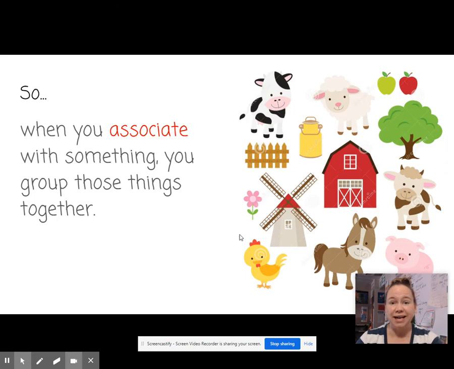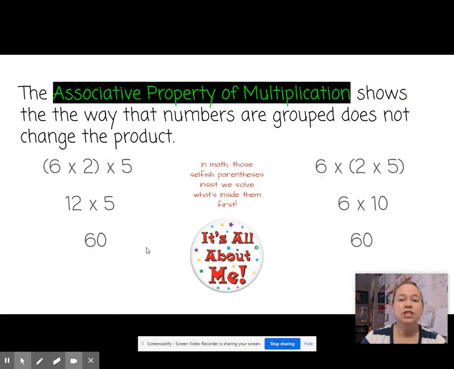So if I ask you about a farm, what would you associate with a farm? Here are some things, right? We have lambs, cows, milk, pigs, horses, a barn. Yeah, all those things. So when we talk about the associative property of multiplication, it shows that the way numbers are grouped does not change the product.